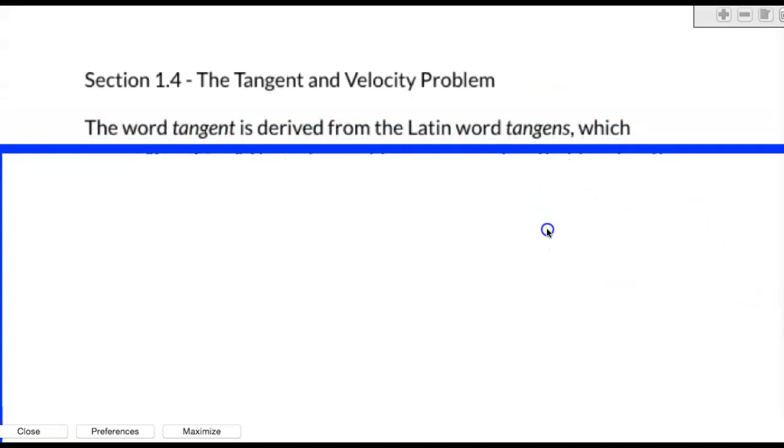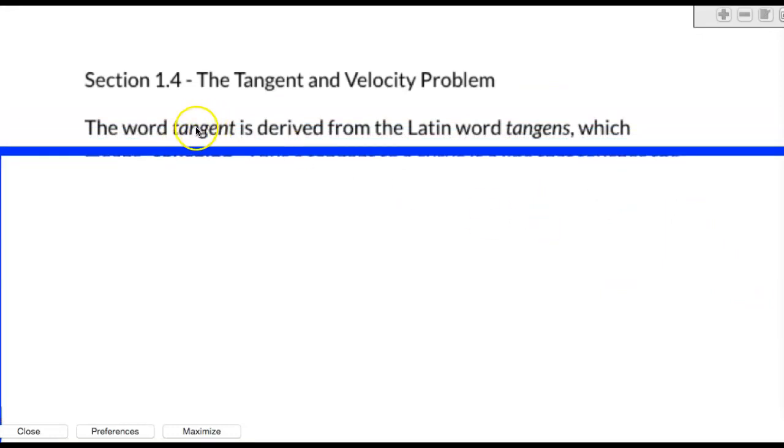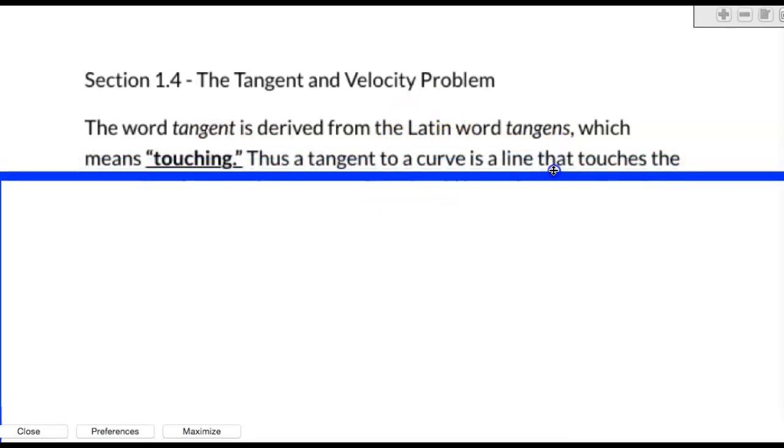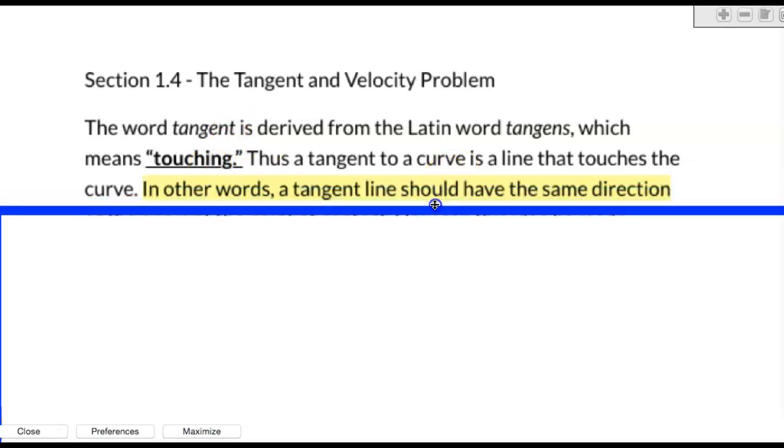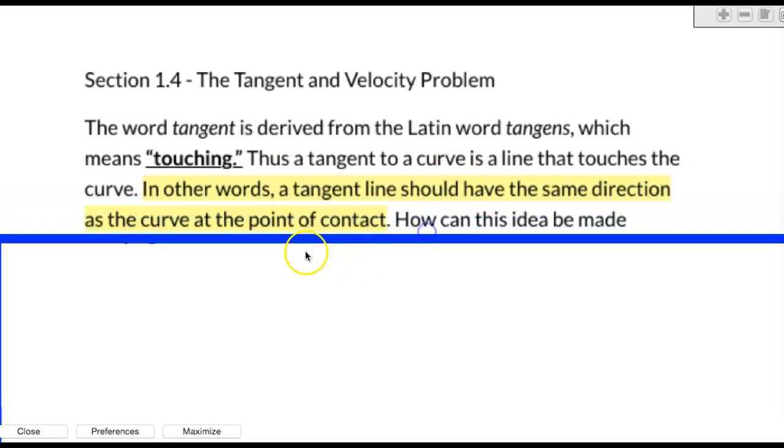And here we need to understand this word tangent. And I like how this is very similar to functions, how it is derived from the Latin word tangens, which means touching. So when you think of a tangent, you think of a line touching a curve. But that line must touch a curve at a single point, and that tangent line must fall in the same direction.